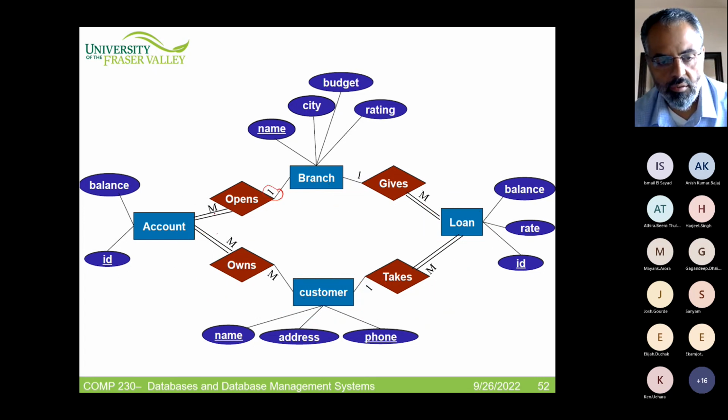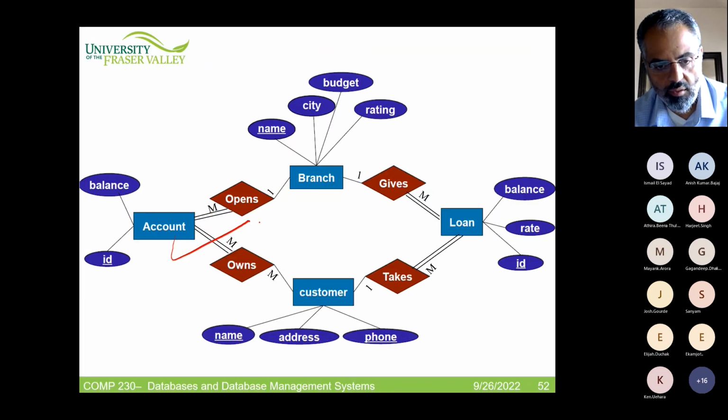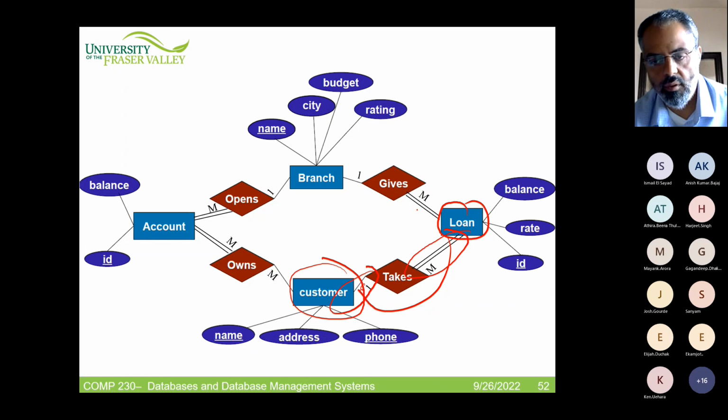After I finish the cardinality ratio, I have to think about the participation. Sorry, first do the entity sets, do the relationships, and then think about the cardinality constraints ratio. And then the last step is to talk about participation. So for a customer, not all customers will take a loan, but whenever there is a loan, there should be a customer. So this is full participation, and here is partial participation.